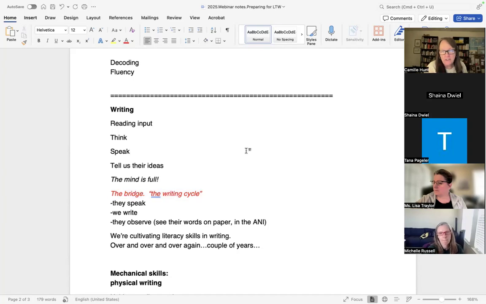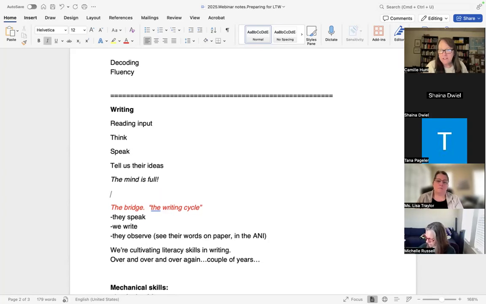We call it the writing cycle. They can start to see that this is what words look like. I said it, and this is how it's embodied. It's how our ideas are incarnated. And then as they get older, they'll do it themselves.